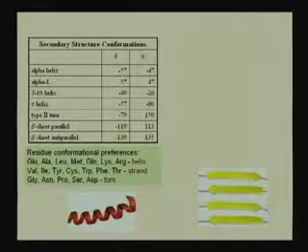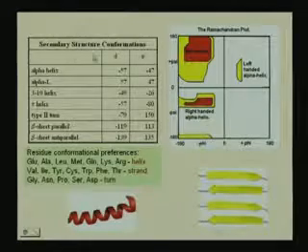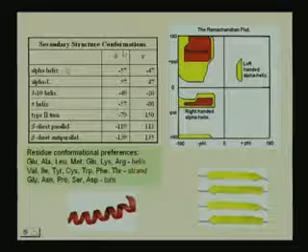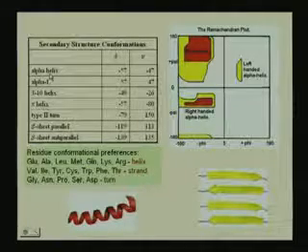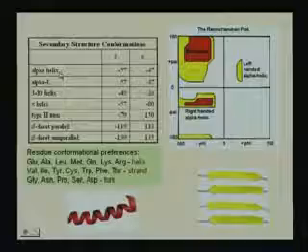Okay, so what do we have here? We have different secondary structure conformations. Now what do we mean by secondary structure conformations? You can have an alpha helix. We know what an alpha helix is. We are going to go into more details of the alpha helix, understanding their hydrogen bonds.